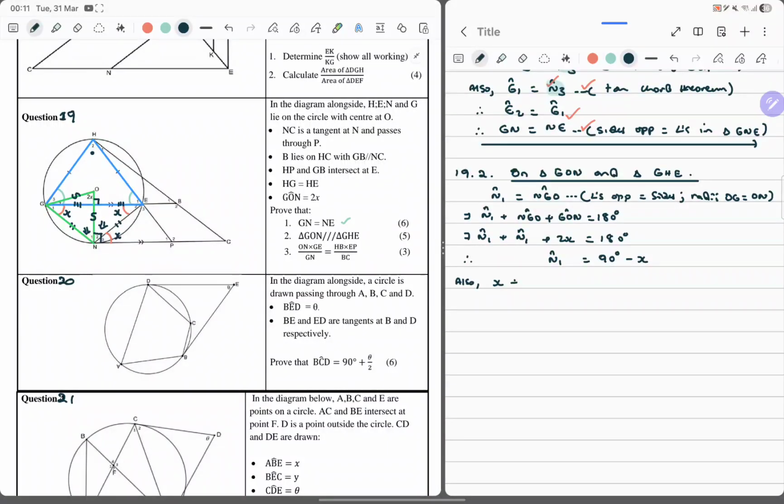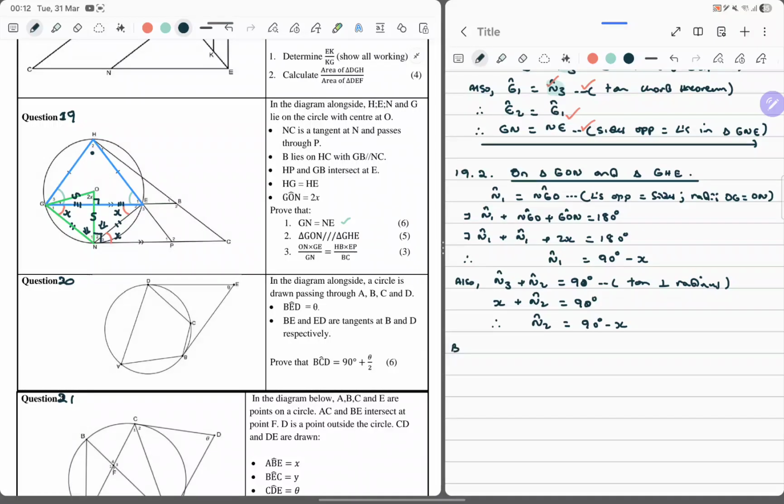Anyway, I'm going to also say, I know that N3 plus N2 should be 90 degrees. This is the tangent perpendicular to radius. All right. Now N3 is x, plus N2 equals 90 degrees. Therefore, N2 is equal to 90 degrees minus x. So this is now getting that whole angle.